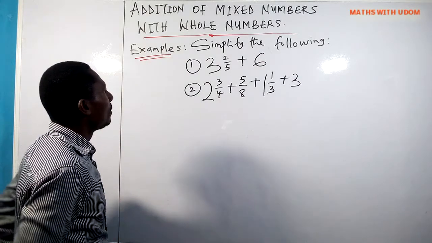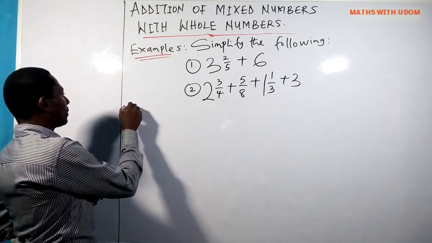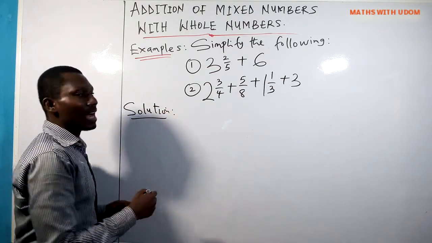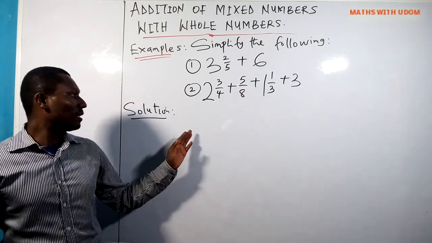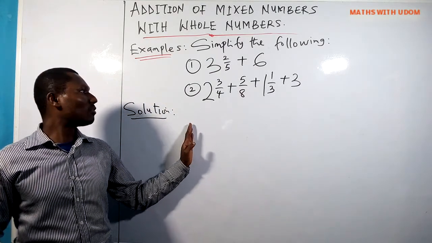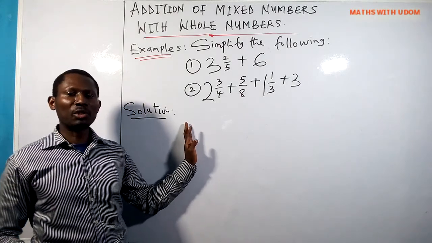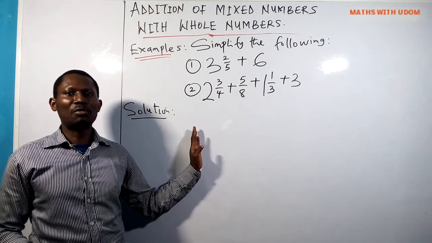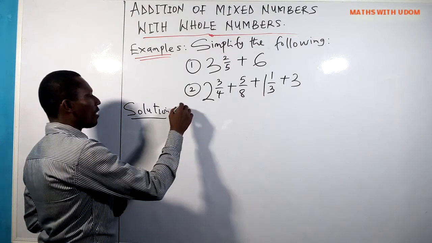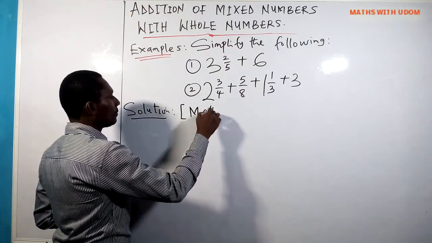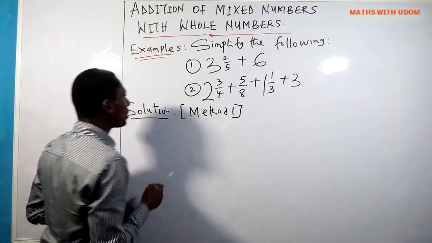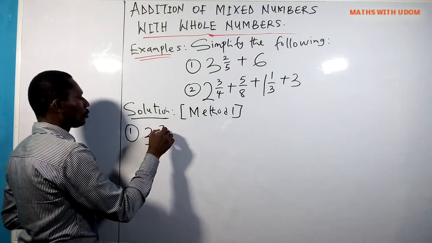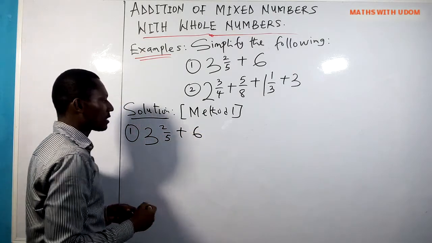Examples. Solution. So we have two methods. Two methods can be used to solve the problems. We can approach each of the examples using two methods. Is that okay? So let's have our first method, method 1. What do we have for the number 1 example? 3 whole number 2/5 plus what? Plus 6.